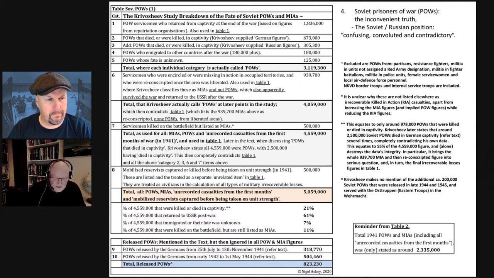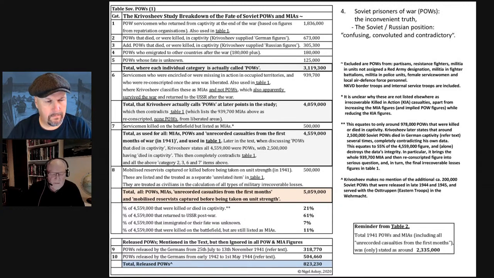Now this 939,700 that were actually missing, if you like, is a very controversial area, because the Germans did release 318,000 POWs in 1941. And Krivosheev actually states that later in the book, and you can see it at the bottom of the table there. And then between mid-42 and 1st of May 44, the Germans released another 504,000 POWs. Now, I'm going to come to the word released, but Krivosheev again verifies that. So they basically are using the German sources there. They make those statements.